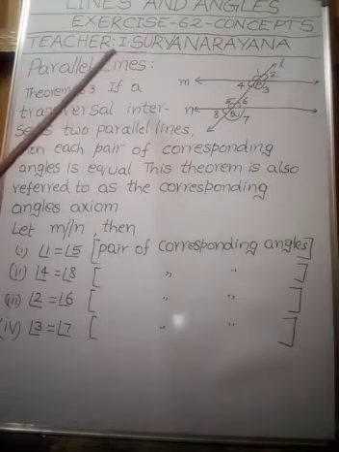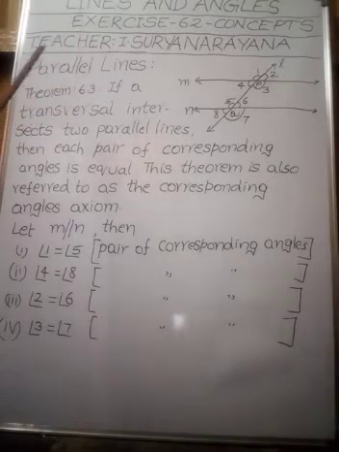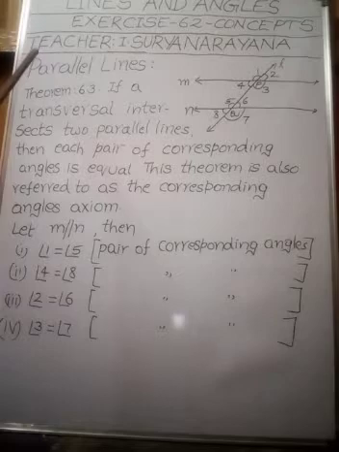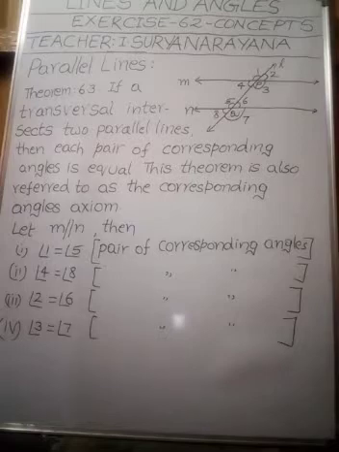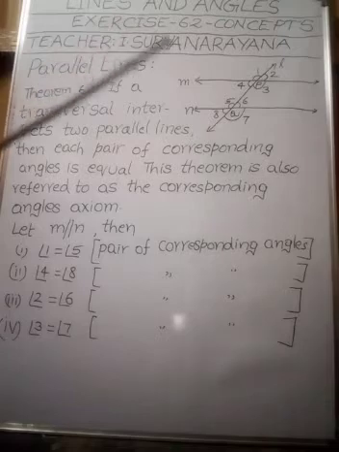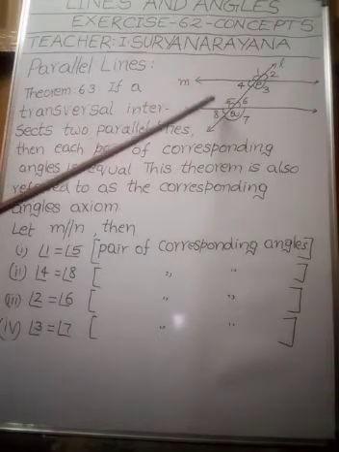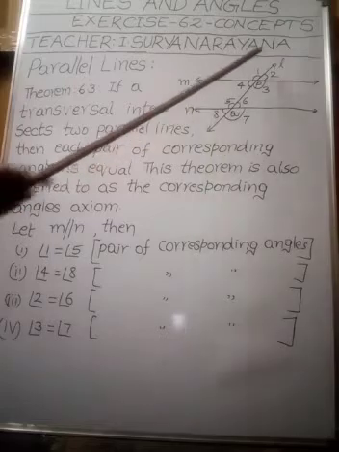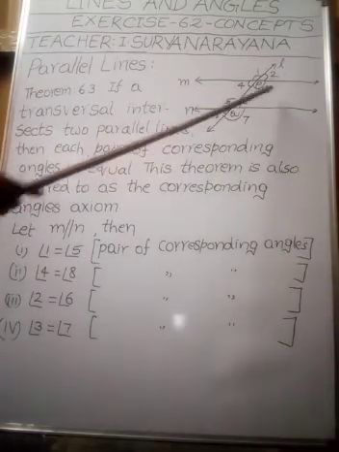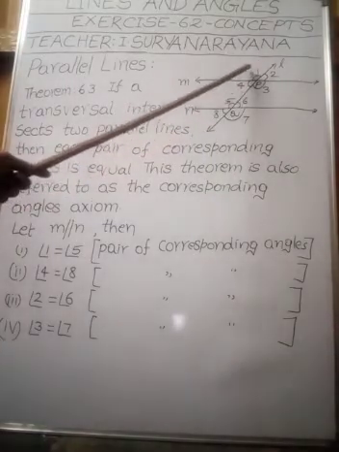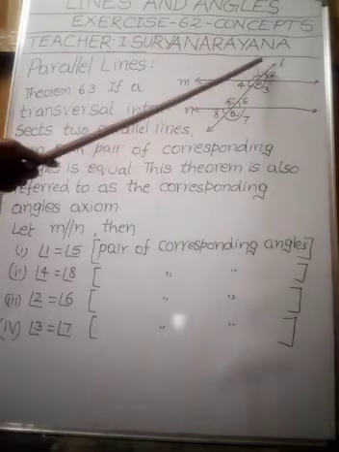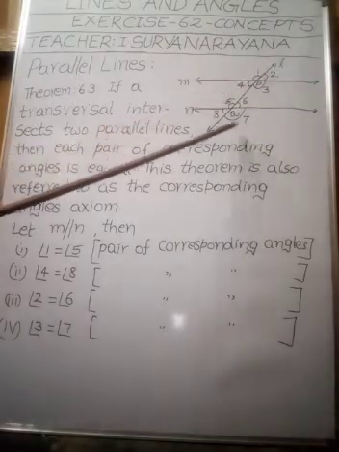On this concept, parallel lines, a total of 7 points are there. You have to remember well. Okay, my dear children, you have to learn these 7 points well. See here, let us assume that lines M and N are parallel lines. L is a transversal line. Then we have marked angle names. We have given names angle 1, 2, 3, 4, 5, 6, 7, 8.